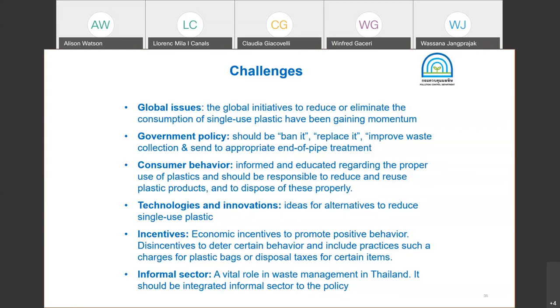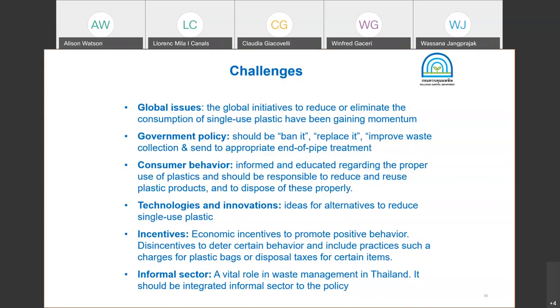But if we try to change to the circular economy, we think the three R's cannot solve the problem of single-use plastic. So actually, we choose to ban it or replace it. Ban single-use plastic, as many countries and cities are doing, and replace petroleum-based single-use plastic with alternative biomaterials such as paper, glass or compostable plastic.